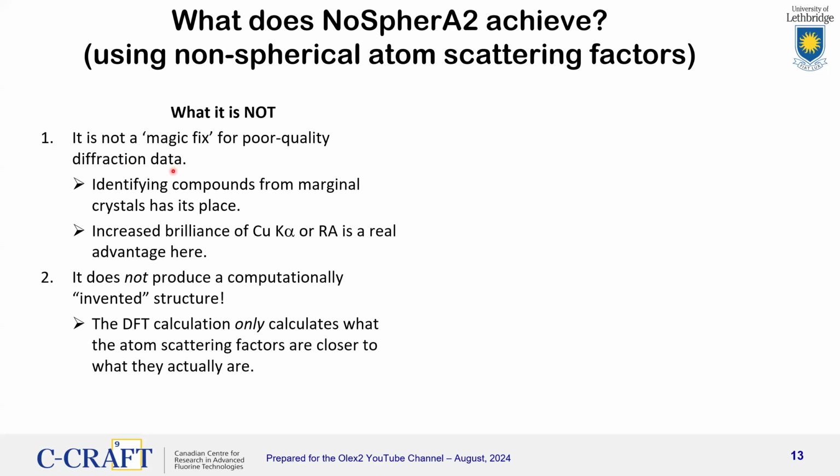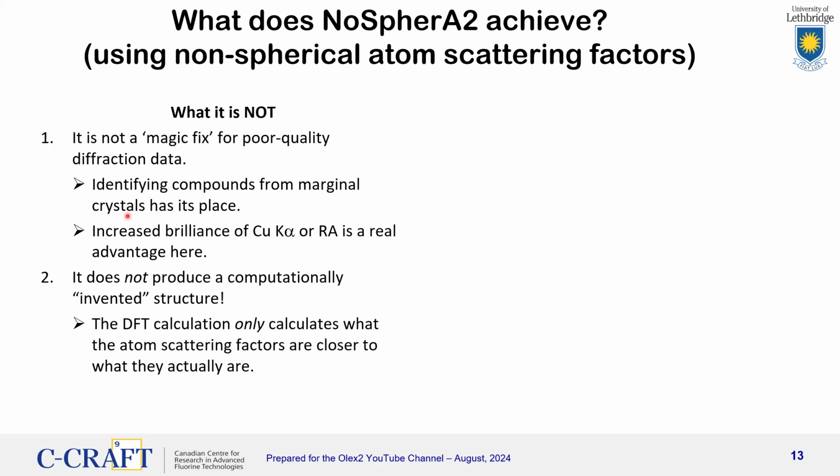In fact, it's really for good quality diffraction data. There's definitely an important role for identifying compounds from marginal crystals, and modern technology and the increased brilliance from copper K alpha and rotating anode sources is a real advantage here, so that we can get structures that simply could not be measured in the 1960s from the new hardware. So we are pushing the boundaries, the limits of what's measurable.